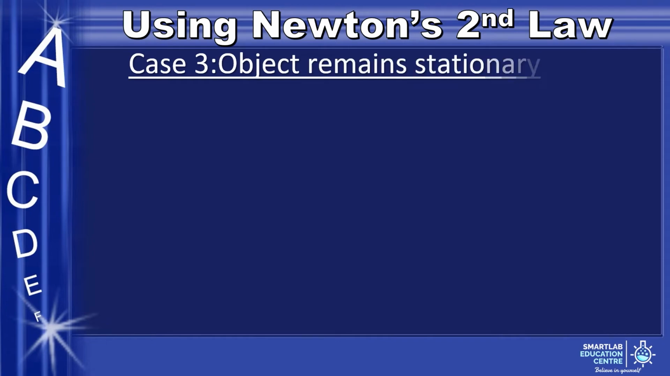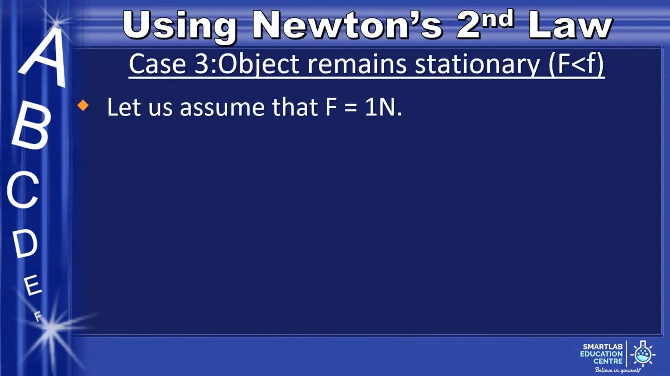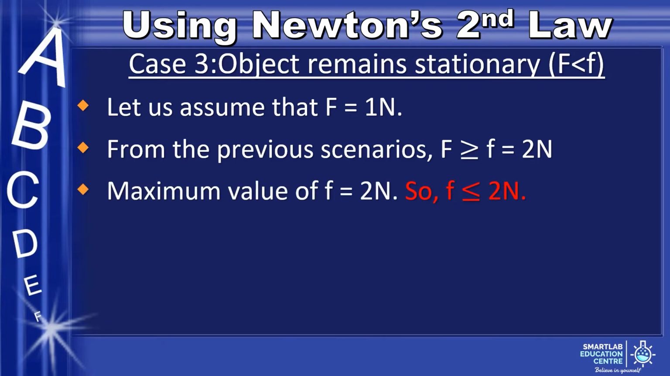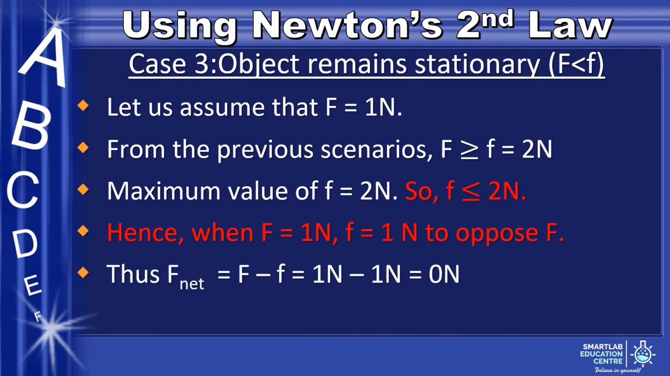Case 3, the object remains stationary. Let us assume that the external force is now 1 newton. As seen in previous scenarios, the maximum value of friction is 2N. But what if the external force is less than 2N? Then, the floor will exert 1 newton of friction to oppose the external force. This gives a net force of 0, and the object remains stationary.